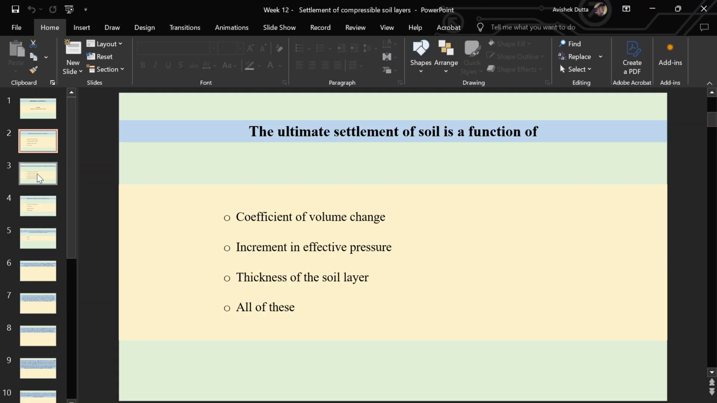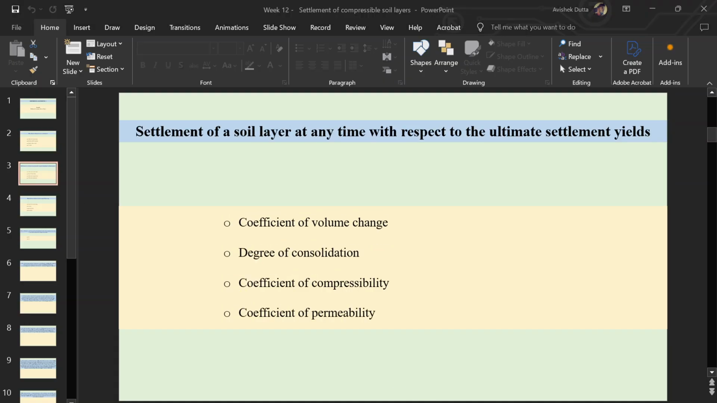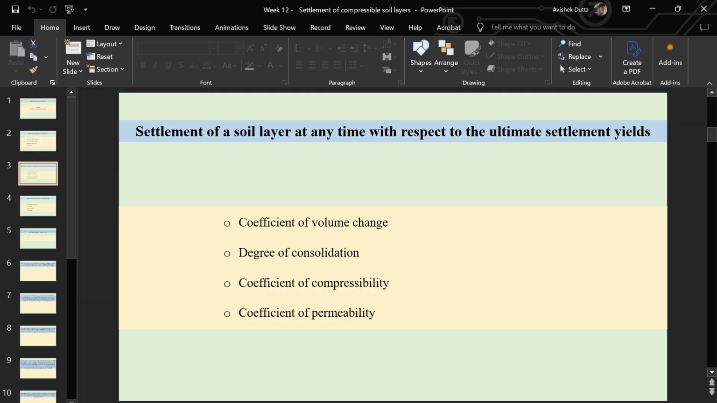Next question. Settlement of a soil layer at any time with respect to the ultimate settlement yields. The options are coefficient of volume change, degree of consolidation, coefficient of compressibility, or coefficient of permeability.